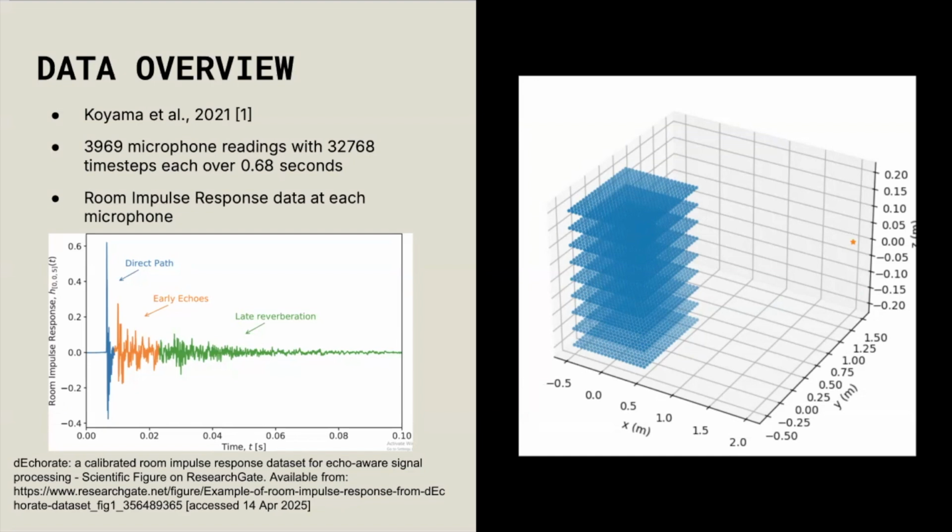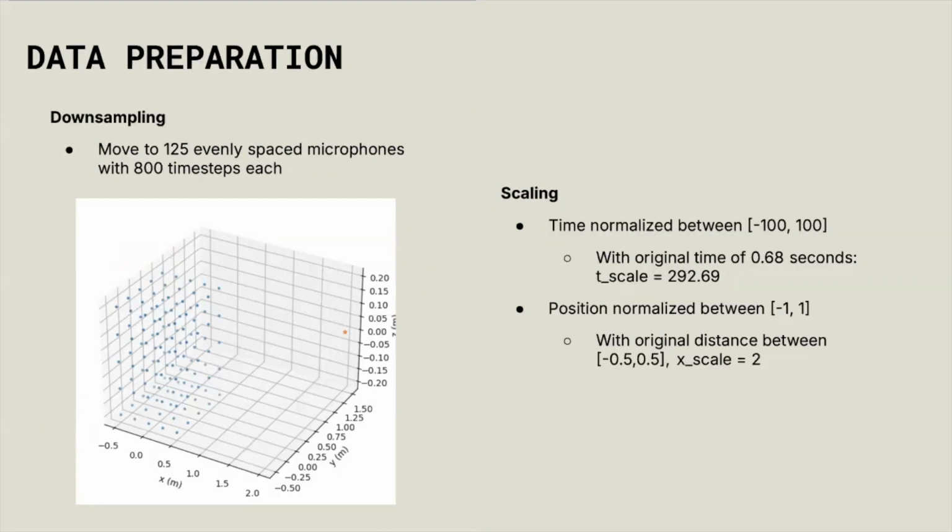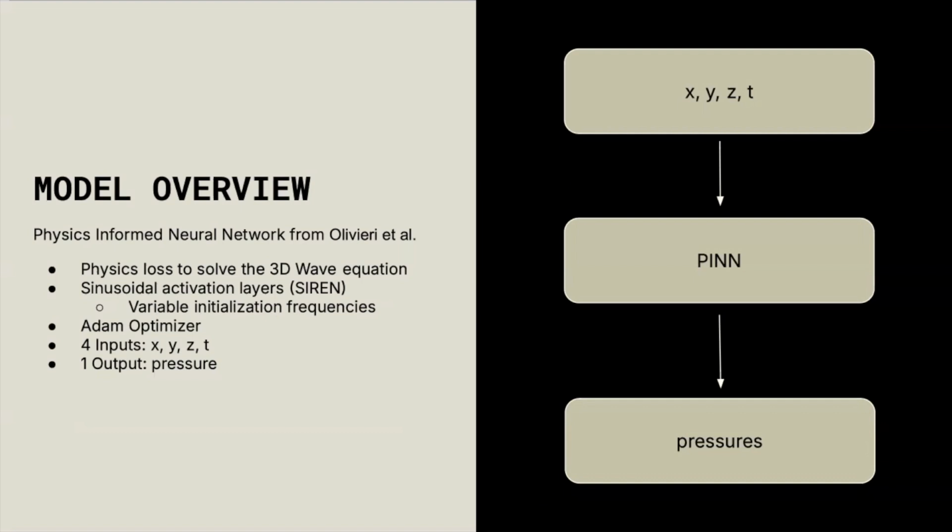We used a low-pass filter to isolate only the source sound from the RIR data, as that is what we want to reconstruct. For our data preparation, we are struggling with some hardware limitations here. We can't use the entire data set, so we downsampled. We used 125 evenly spaced microphones over the entire domain, as we showed in this figure here. At each microphone, we only used 800 time steps, and we made sure those time steps were evenly distributed throughout that 0.68 seconds. We use a unique activation function that we'll describe later, but for that, we also needed to scale our data and normalize it. So we normalized our time between -100 and 100, and we did the same thing for position, except between -1 and 1. So with that background and with that data structure, here is the model.